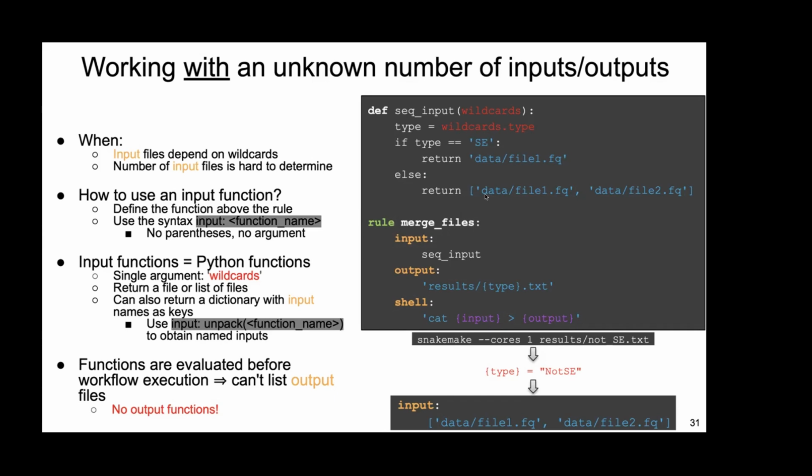Just to make it clear, we can return, for example, a list, but we can also return a dictionary, and then we can put here unpack, parentheses and the function name, and that's going to allow us to use the named notation in the placeholders. And then finally, also remember, just so you know, that functions are going to be evaluated before the workflow is executed, and that means that we cannot use them in the output.